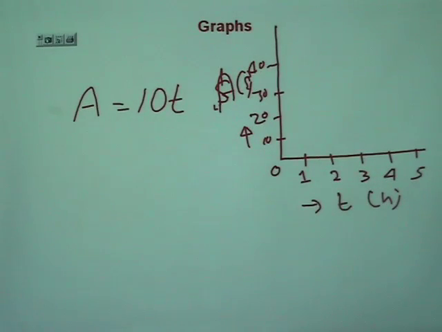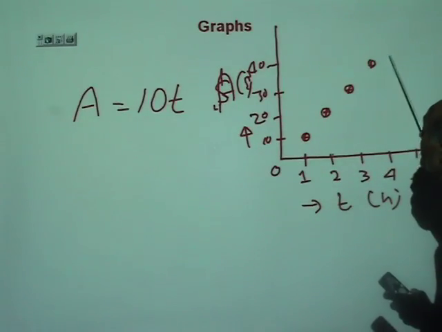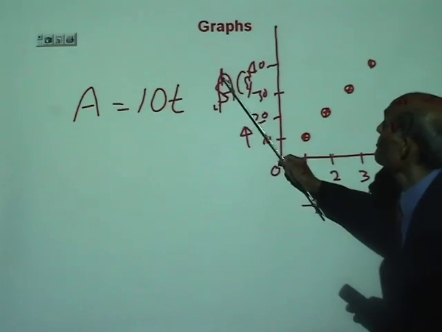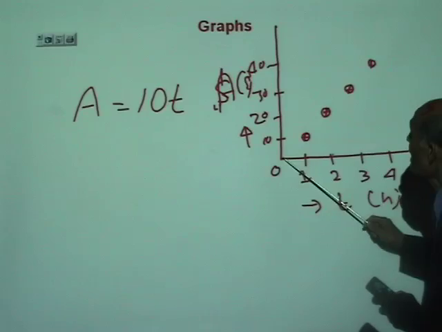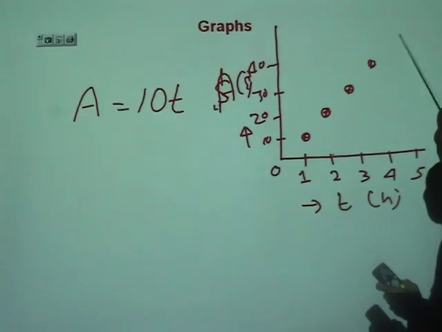Alright, look at this. When you work for 1 hour, you get $10. Work for 2 hours, you get $20. Work for 3 hours, you get $30. Work for 4 hours, you get $40. Now, look at the beautiful picture of that relation that we have done. The amount of money varies directly with the time. And if I draw a line, that will be a straight line.